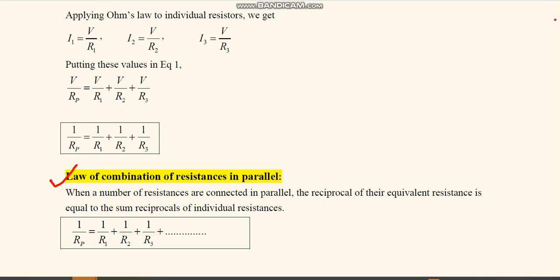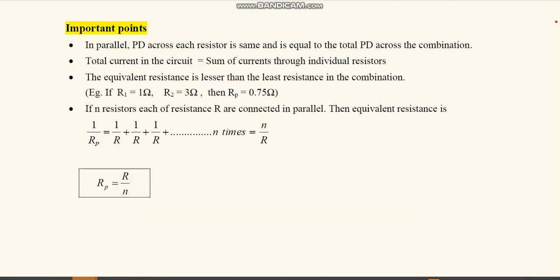It says that when a number of resistances are connected in parallel, then the reciprocal of equivalent resistance is equal to the sum of reciprocals of individual resistances. That is, 1 upon Rp is equal to 1 upon R1 plus 1 upon R2 plus 1 upon R3 and so on. Now some important points here.